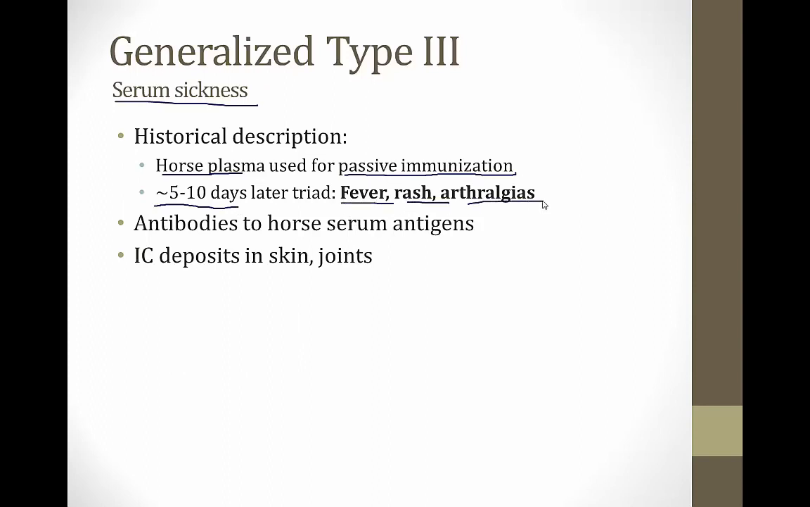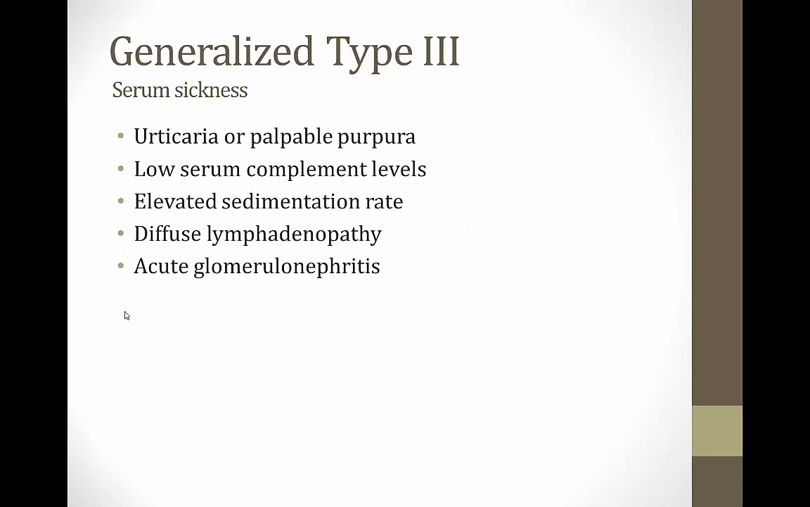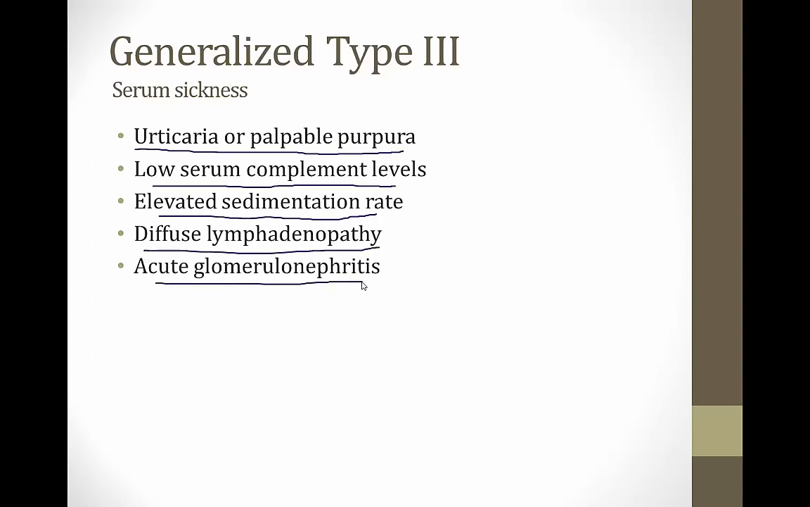What was happening is the patients were mounting an immune response against horse serum antigens, and immune complexes of horse antigens and antibodies were depositing in the skin and joints to cause this classic triad of symptoms. So patients who have a classic serum sickness type 3 reaction can get urticaria and palpable purpura from complex deposition in their skin. They often have low serum complement levels because these immune complexes consume the complement proteins. They will have an elevated sedimentation rate from inflammation. They can develop diffuse lymphadenopathy. They also can develop acute glomerulonephritis from deposition of immune complexes in the kidneys.